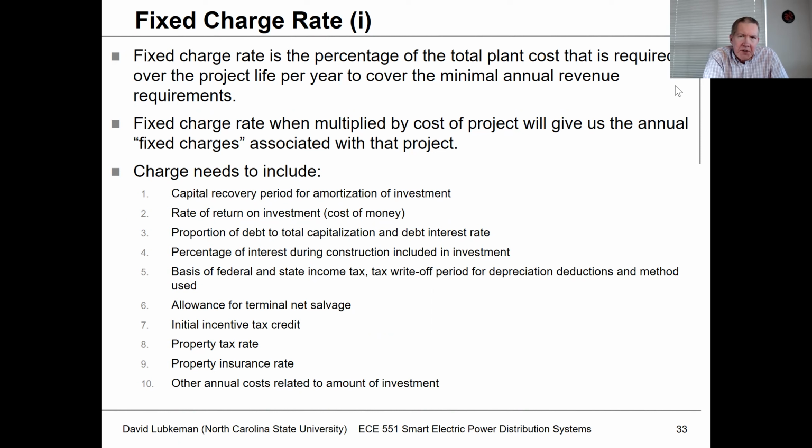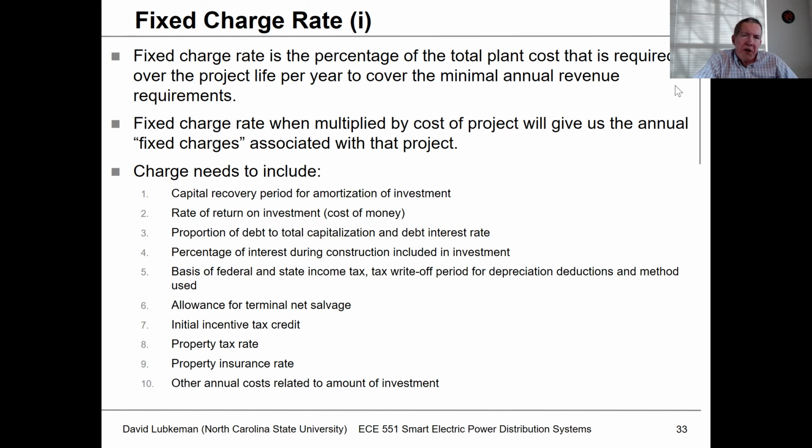And so what the fixed charge rate is, and you can read this with me here, is basically the percentage of the total plant cost that's required over the project life per year to cover the minimal annual revenue requirements. So if I take a cost of the capacitor bank, let's say it's $10,000, and I have a fixed charge rate of 15%, then I multiply the 15% times $10,000. I've got to have a benefit stream of at least $1,500 per year to justify spending $10,000 on this capacitor.